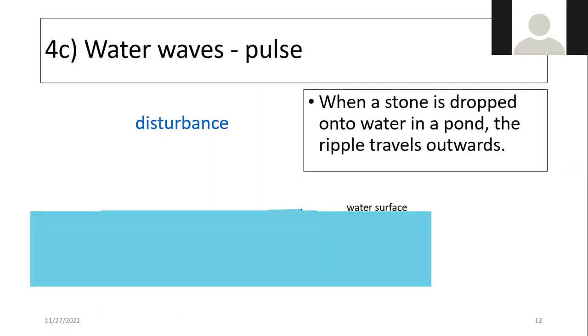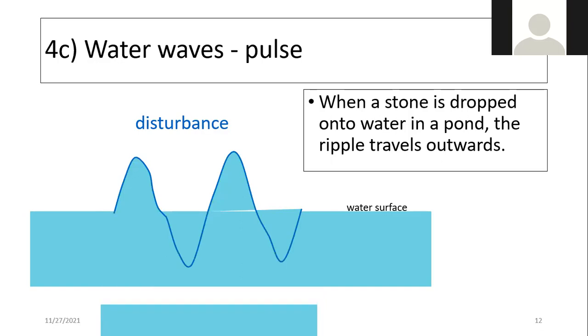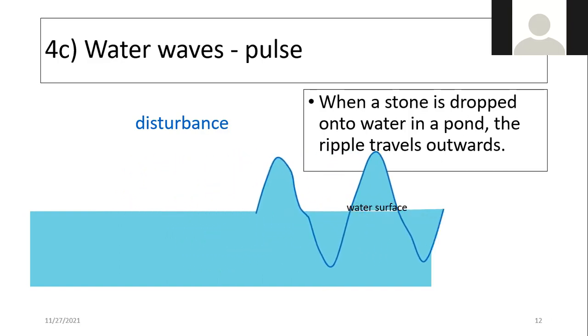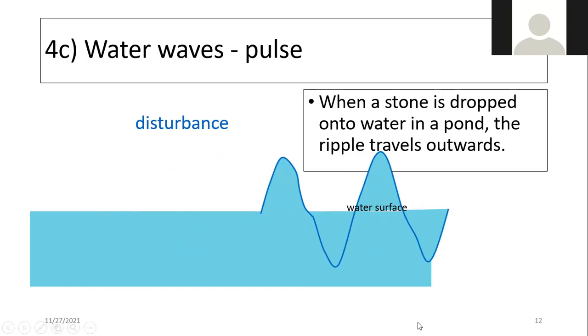Pulse. When a stone is dropped onto the water in a pond, the ripple travels outwards. It doesn't carry on continuously. That's called a pulse, just instantly. If you want the wave to continue, you have to keep on dropping stone after stone after stone. So that is what illustrates your pulse. Just a short wave, and then it moves along. After that, no more. That's how the wave moves along, a ripple.